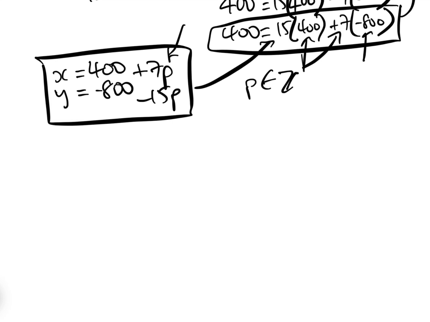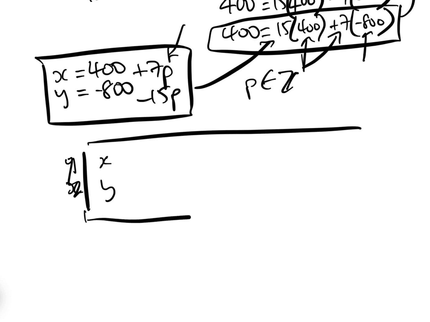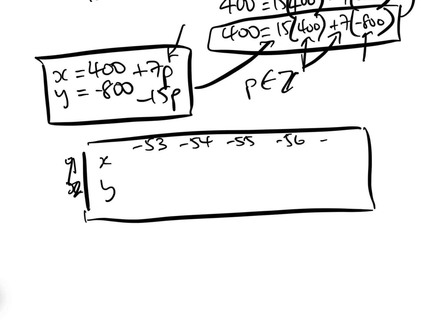All right, now clearly x and y both have to be positive, so let's have a little table here. Let's put x and y here. Now, if we put in values of p of minus 53, and then minus 54, minus 55, minus 56, minus 57. Well, if we put in p as minus 53 into x, we get that x equals 29, which is 400 take away 53 times 7. And if we put p equals minus 53 into y, we get y is minus 800, add 15 times 53, so y would be minus 5.